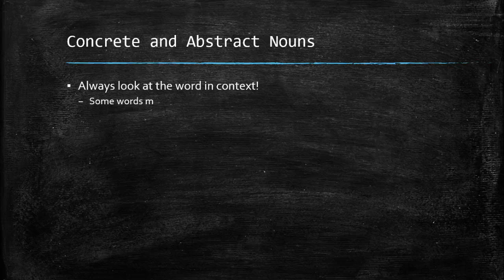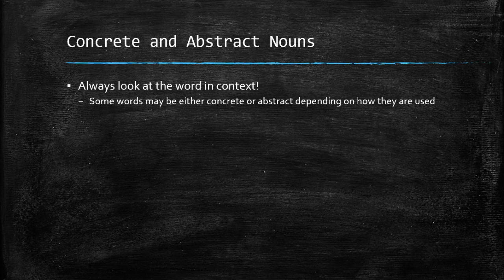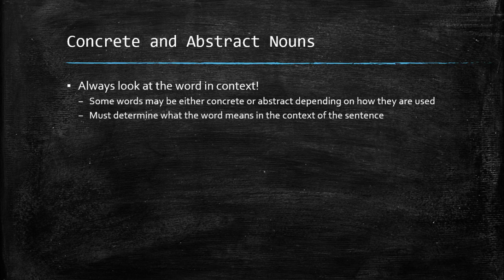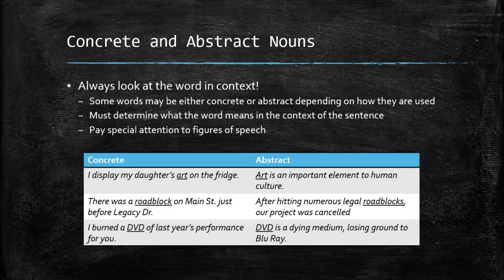A note on concrete and abstract nouns: always look at the noun in context to determine whether it's concrete or abstract, because some words may be either concrete or abstract depending on how they're used in the sentence. So you must first determine what the word means in the context of that sentence to determine whether it's concrete or abstract. Pay special attention to words used in figures of speech when they're not used literally. Here's an example of what I'm talking about in this kind of side-by-side chart.